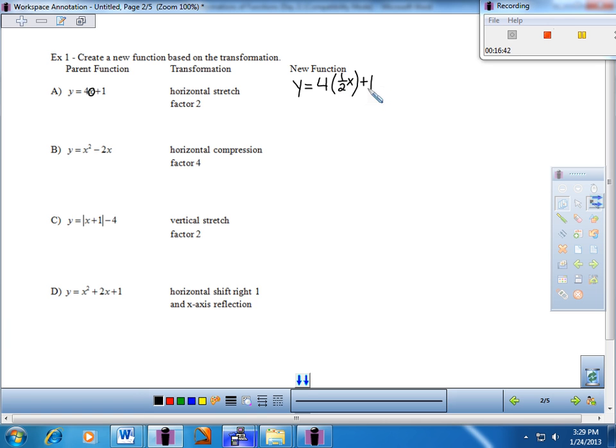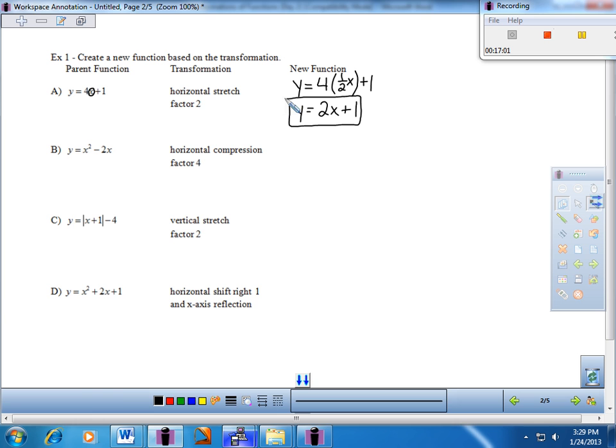But that's how I do it. I replace the x's with 1/k x. And that should initiate the transformation that we're looking for. So let's go ahead and clean this up. 4 times 1/2 times x. 4 times 1/2 is 2 times x. And I think that's our winner right there.